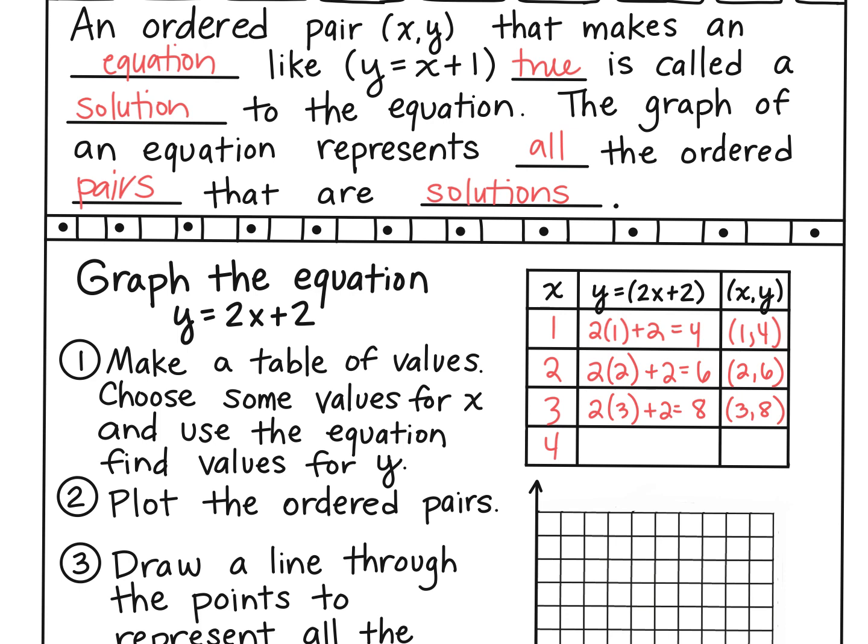The next one, 2 times x is 4 this time. So 2 times 4 is 8 plus 2 is 10. So when x is 4, y is 10. So there's my ordered pairs. Now I can graph this equation.